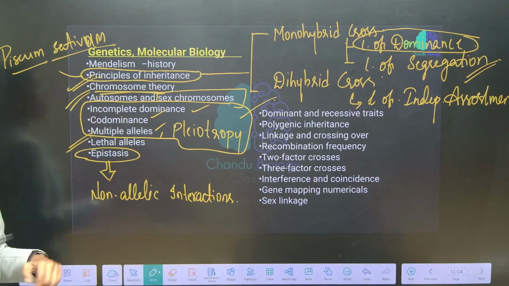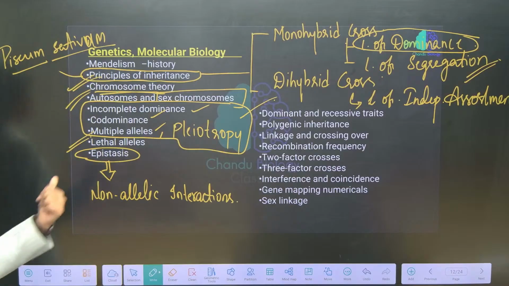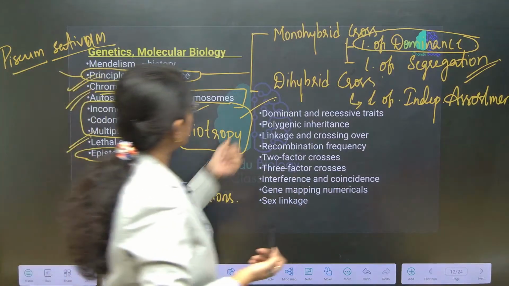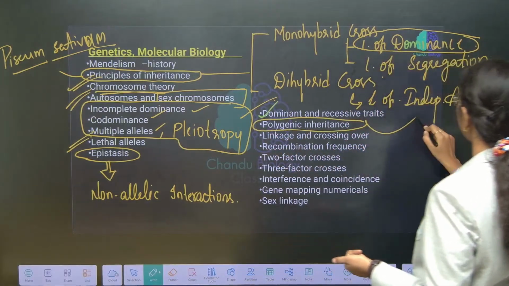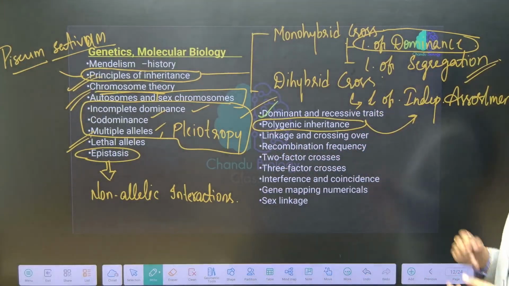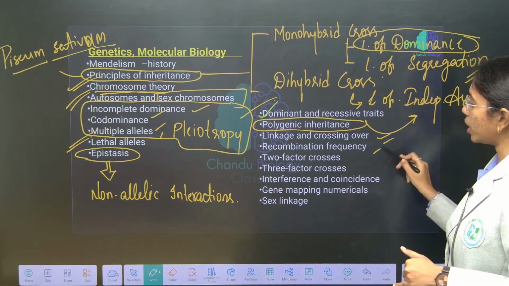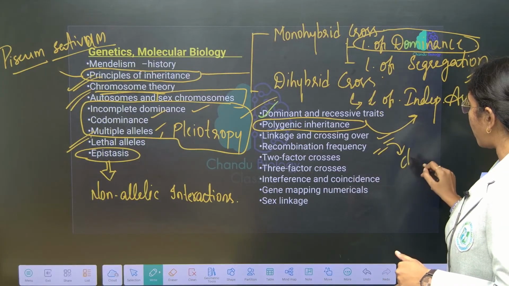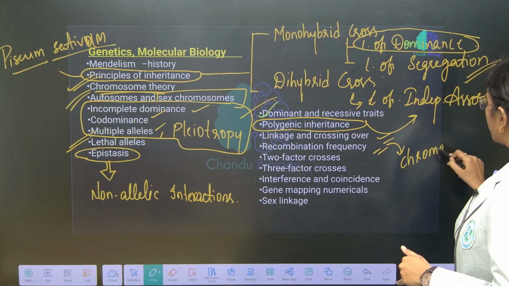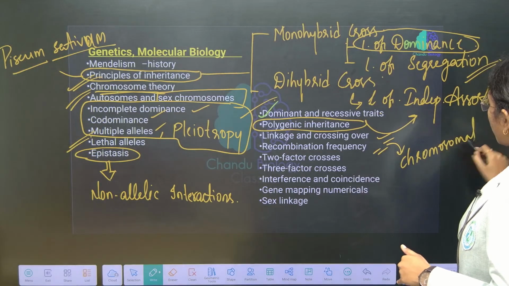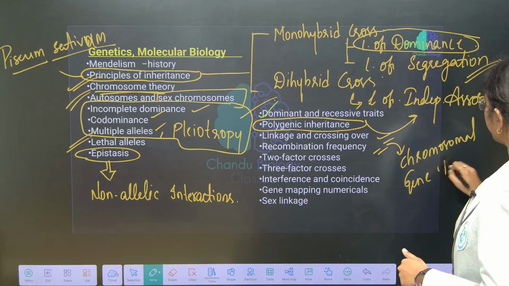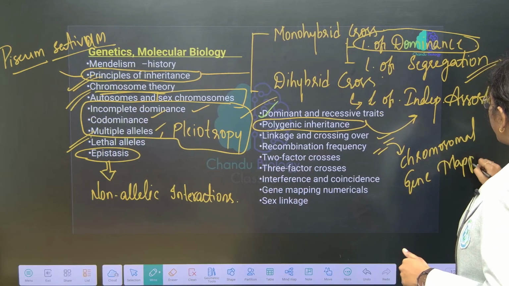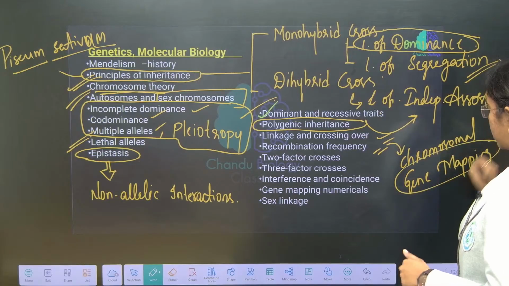And experimental verification of this is also important, by Thomas Hunt Morgan. Next, dominant recessive traits, polygenic inheritance, which is an exception to the law of independent assortment, followed by linkage, recombination and chromosomal mapping or gene mapping, also you can say, by Alfred Sturtevant. From gene mapping we will get questions, important.